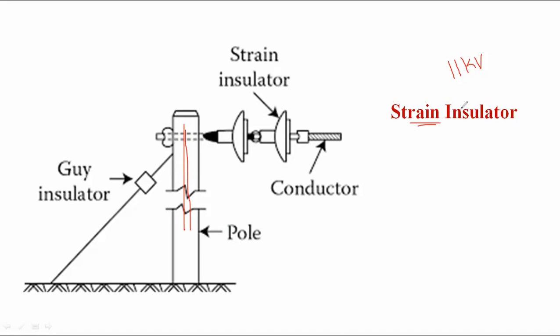Here the strain type insulator is used only where the tension is more, that is at the dead zone, the corner or curved space. This is used for the transmission line, and each disc has a capacity of 11 kV. Beyond 11 kV it is economically not satisfactory compared to the suspension type insulator.